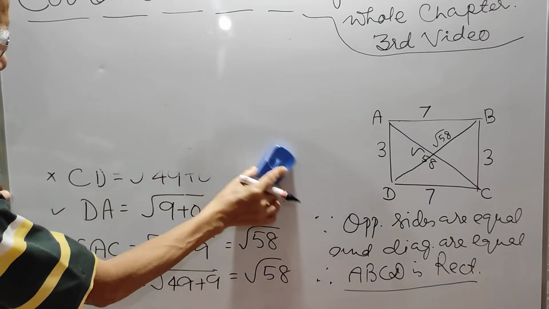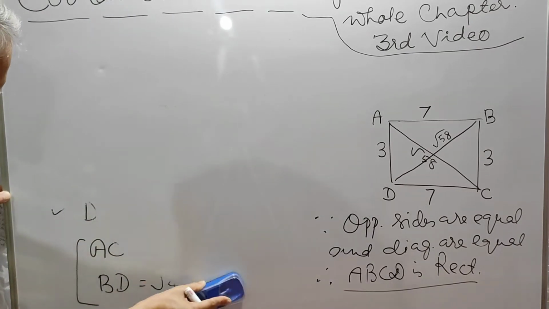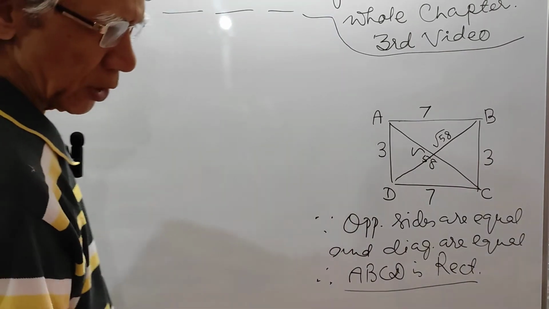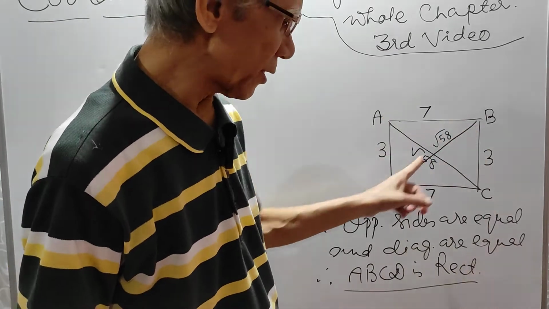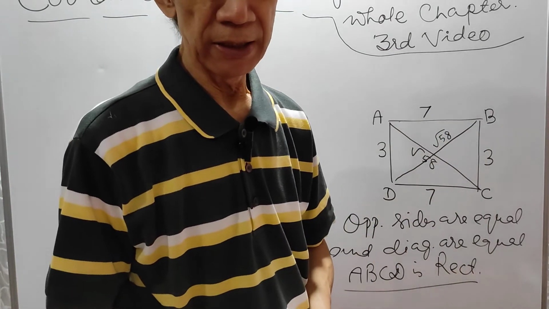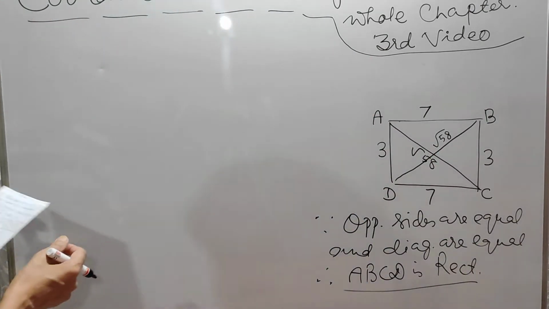Now to show a quadrilateral is a parallelogram, what do you have to show? Opposite sides are equal, and if possible also diagonals are not equal. If opposite sides are equal and diagonals are equal, it is a rectangle. But if only opposite sides are equal, then it is a parallelogram. Okay. Now this is the next question.